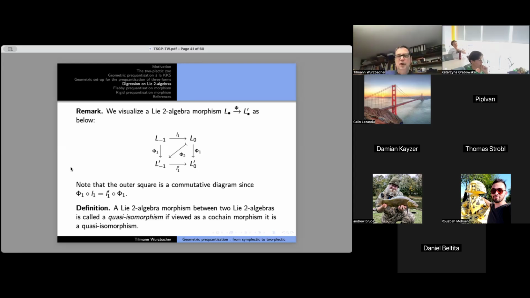You have a degree 0 map, and all these squares commute. So that means essentially that D and D prime are compatible on the two complexes. And you don't ask for isomorphy. You ask for isomorphy once you go to cohomology, because a morphism between complexes induces a morphism between the cohomologies, and you ask for isomorphy on the cohomological level. That's a quasi-isomorphism.